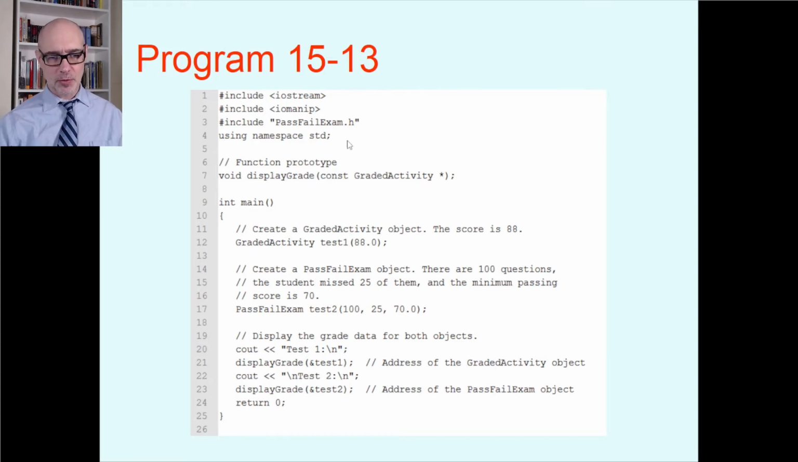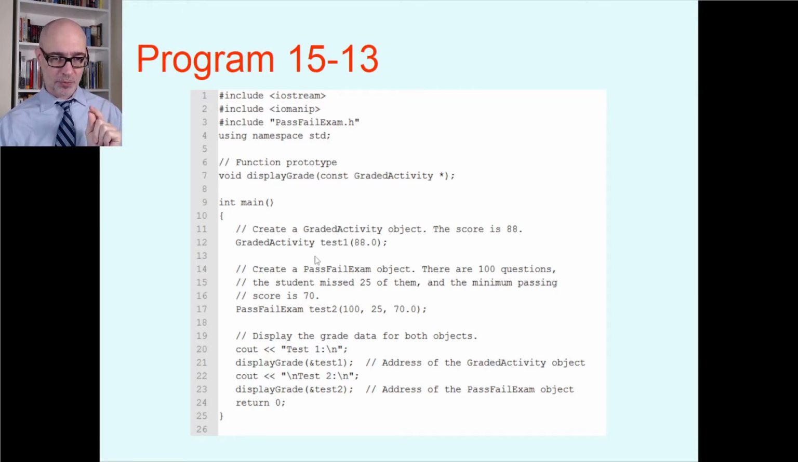So program 15-13. We have this function we saw before, called displayGrade, that takes a graded activity pointer and therefore is happy to receive a pointer to anything in the class hierarchy. Pass-fail exam, pass-fail activity, final exam, any of those things, it's happy to receive any one of them. We've seen that before. So here we are testing it.